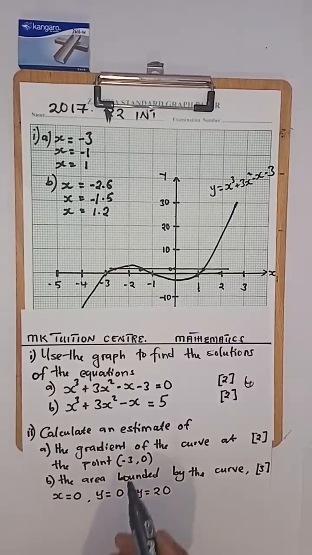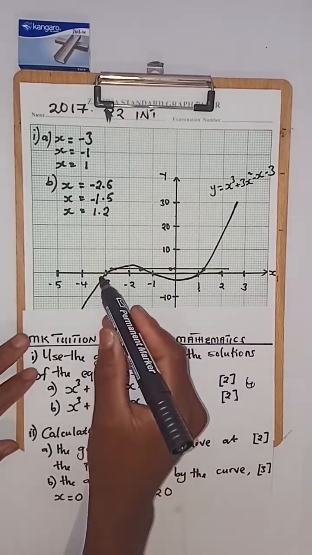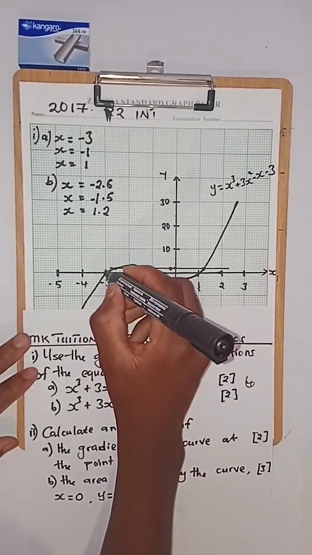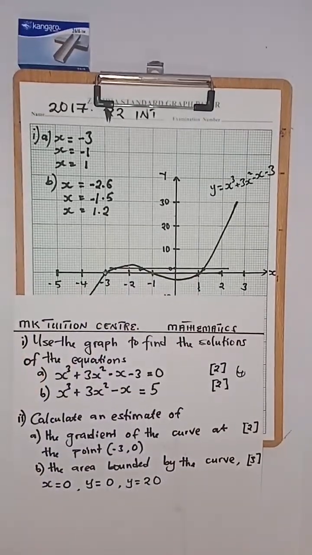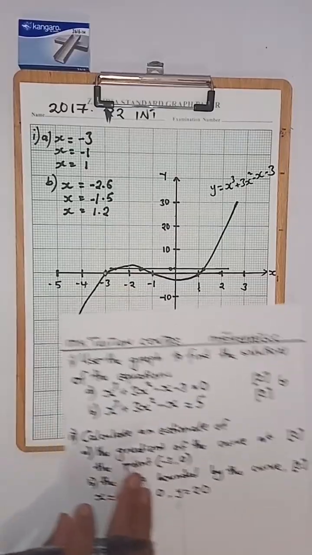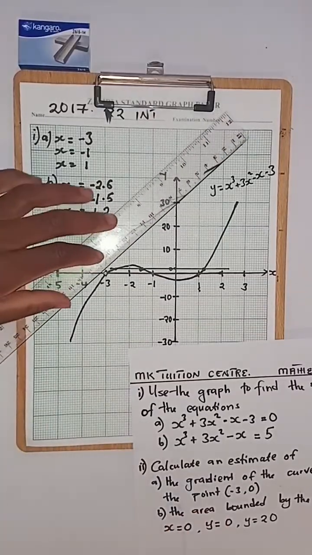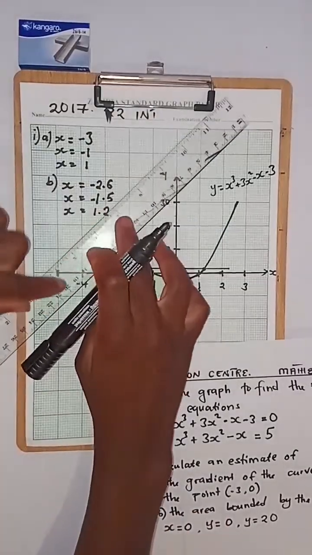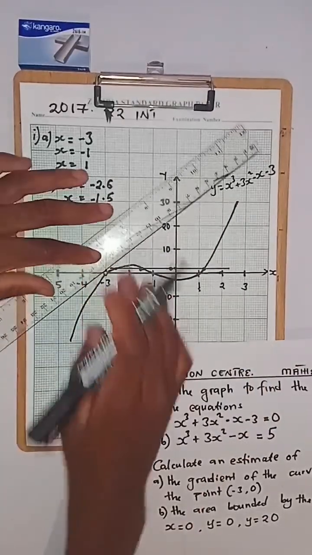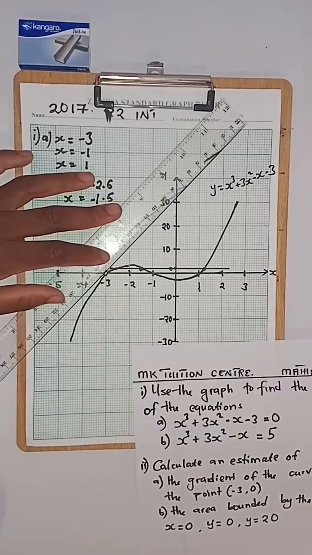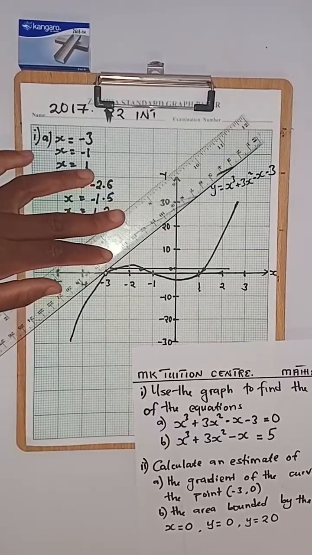Now where is negative 3, 0? So we have negative 3 here, 0, just right there. So now after identifying the point, you are going to draw a line that is only touching the curve at one point. Don't let your line go like this because it's going to cut here, here, and there. But just touch that point you have been given. So in this case, we have this point right there.